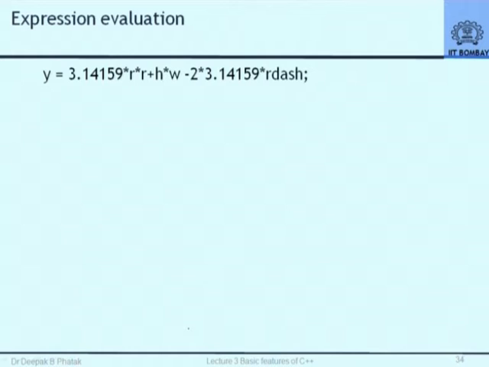Another expression. We'll not go through the values, but I would like you to ponder over what will be done first. What are the high priority operators?